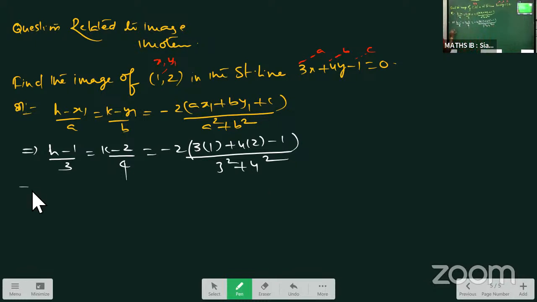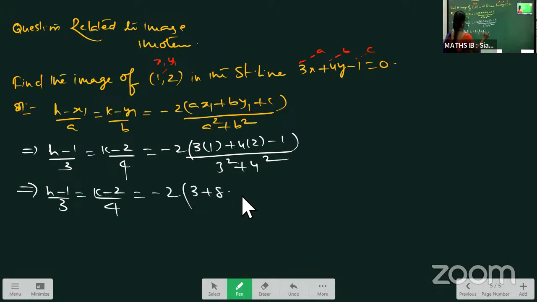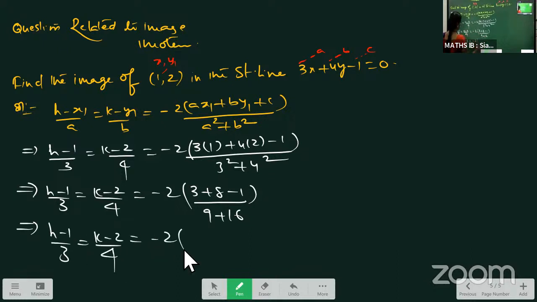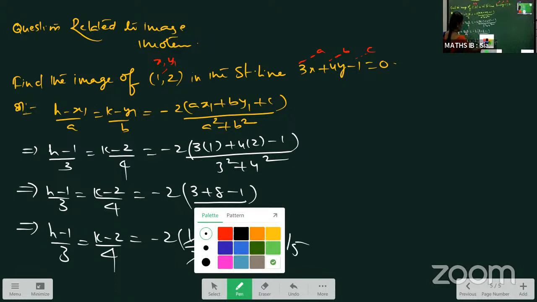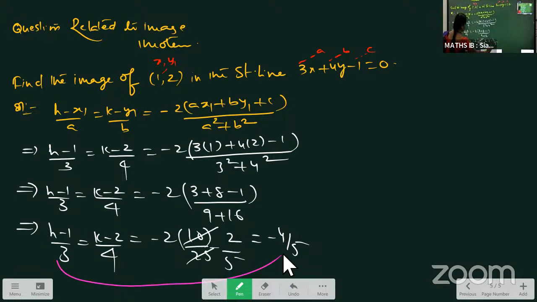So it will become h minus 1 by 3 is equal to k minus 2 by 4 is equal to minus 2 into 3 plus 8 minus 1 by 9 plus 16. So this is h minus 1 by 3 is equal to k minus 2 by 4 is equal to minus 2 into, this will become 10 by 25. So 5 2s are 10, 5 5s are 25, 2 2s are 4, minus 4 by 5. Now you make these two equal, this one and this one, and this one and this one.